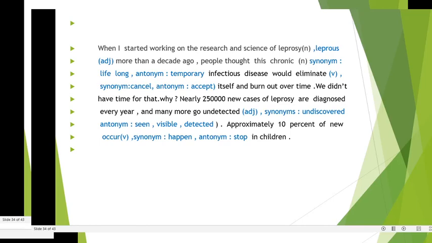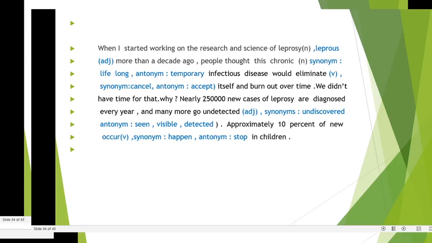When I started working on the research and science of leprosy more than a decade ago, people thought this chronic infectious disease would eliminate itself and burn out over time. We did not have time for that.